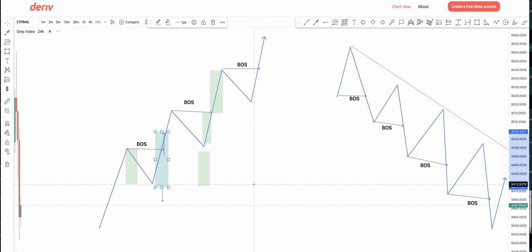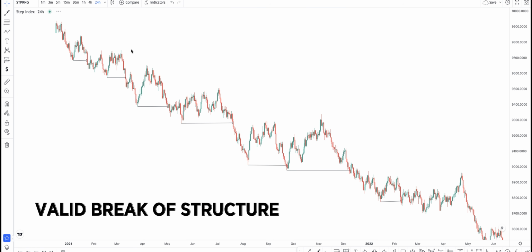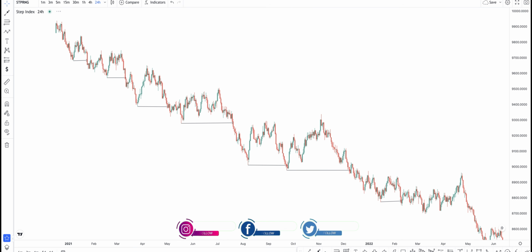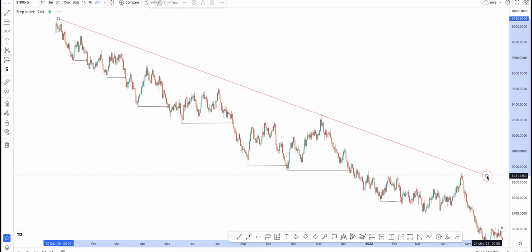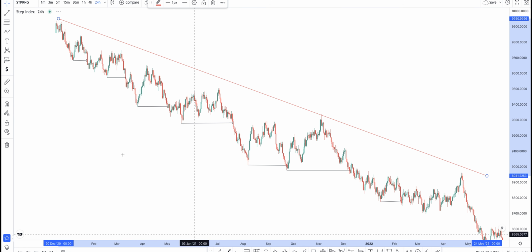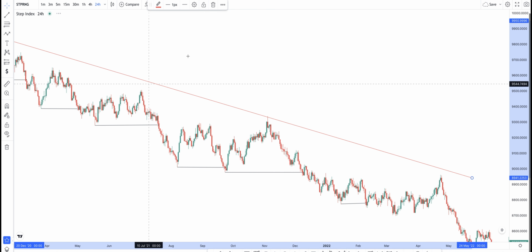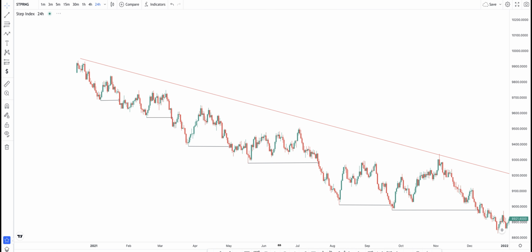Now let's move to the real chart and look at a real example for you to understand what I mean by valid and invalid break of structure. This is a real example on a real chart, and you can see price is moving in a downtrend. Price is forming a series of lower lows and lower highs. Let me zoom in for you to see what I'm talking about.